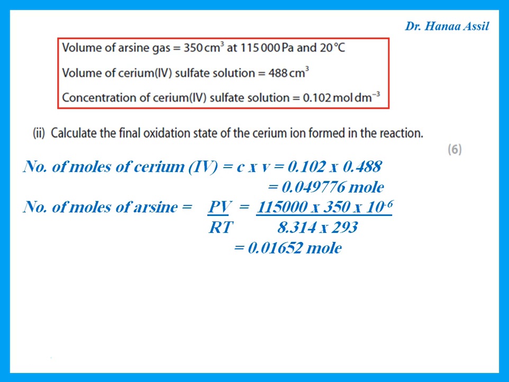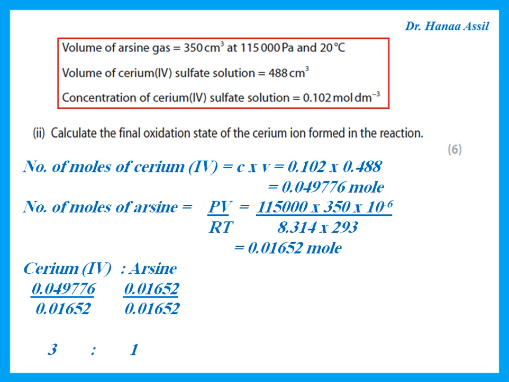This gives me a number of moles of arsine, and then I compare them. So the cerium has this number of moles, the arsine has this number of moles, and that means if I divide by the smallest, then the cerium is 3 to 1 to the arsine.